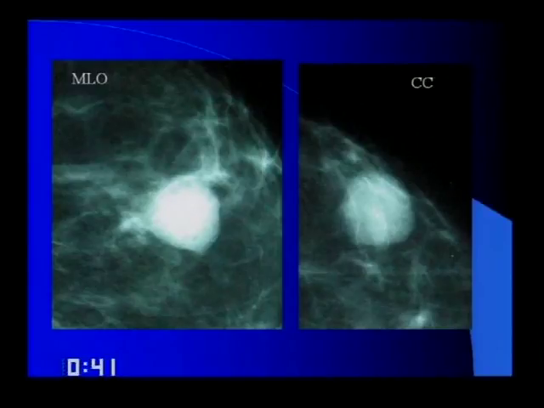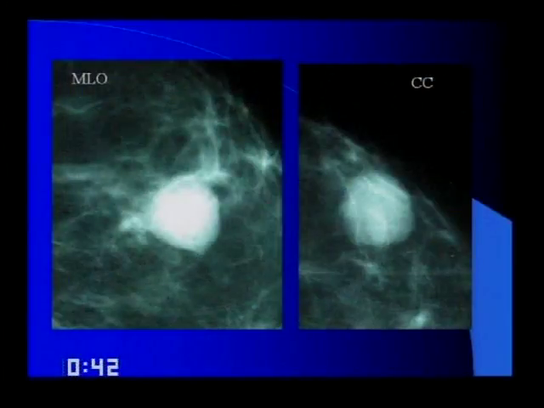Okay, we're going to take a vote. How many think this is a cancer? Okay, how many think it's a cyst? Okay, so we have like one person thinking it's a cancer and three people thinking a cyst. What does everybody else think it is?